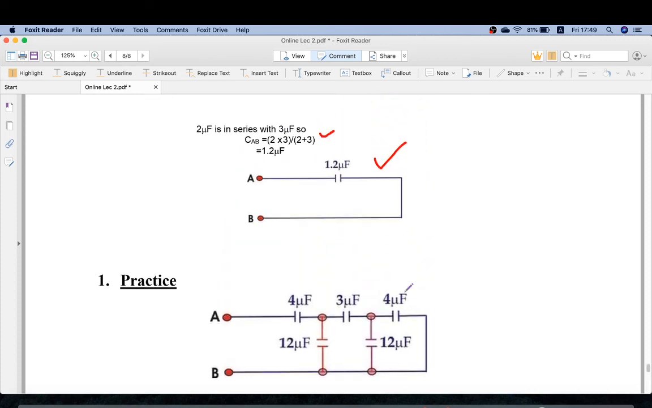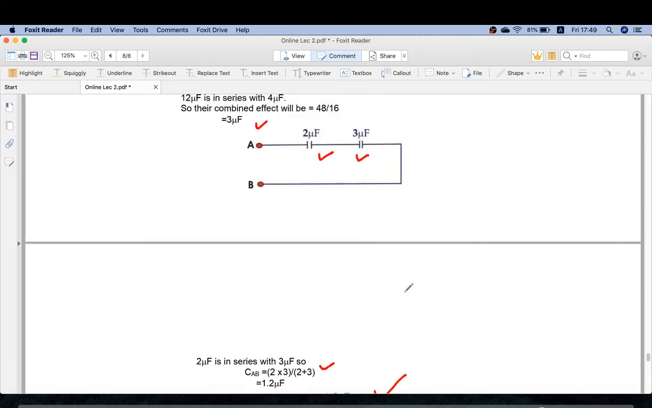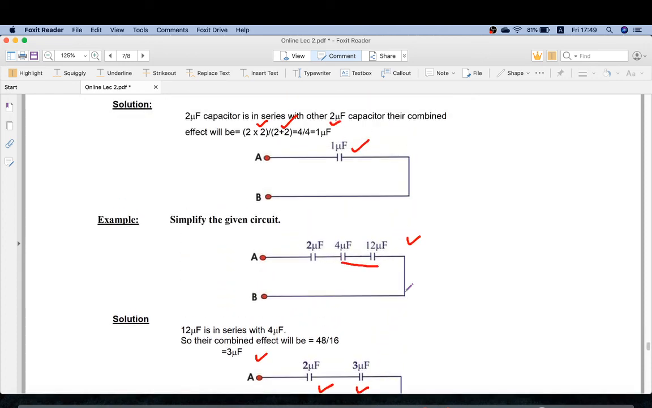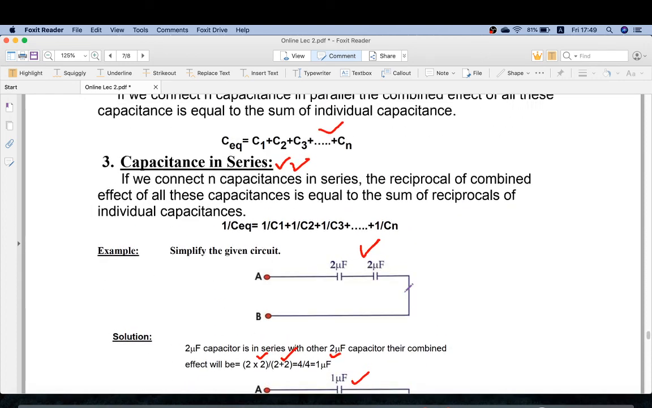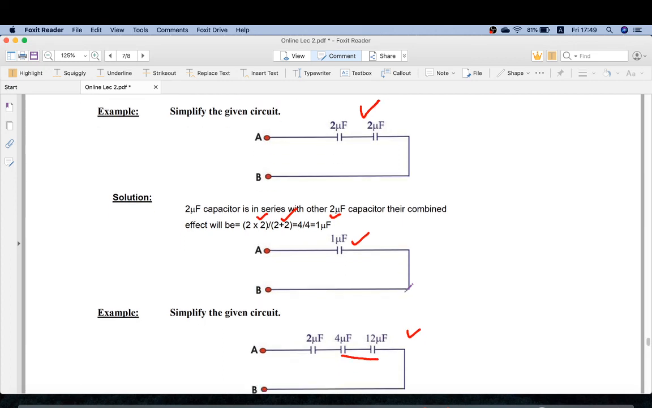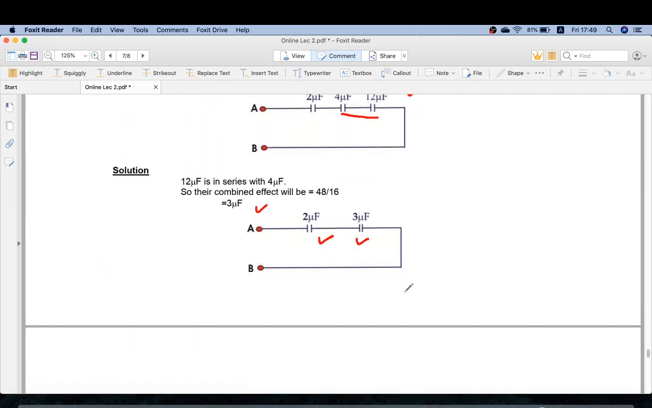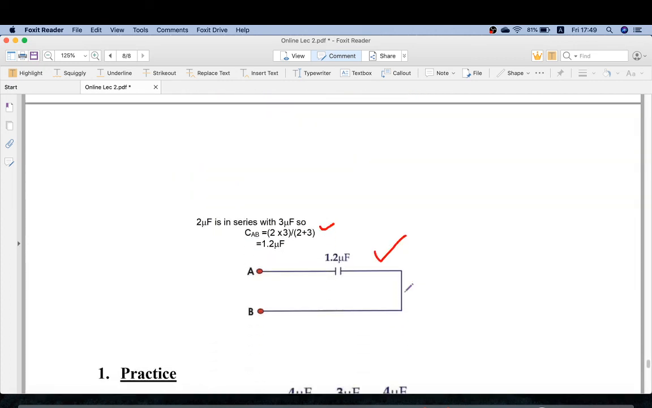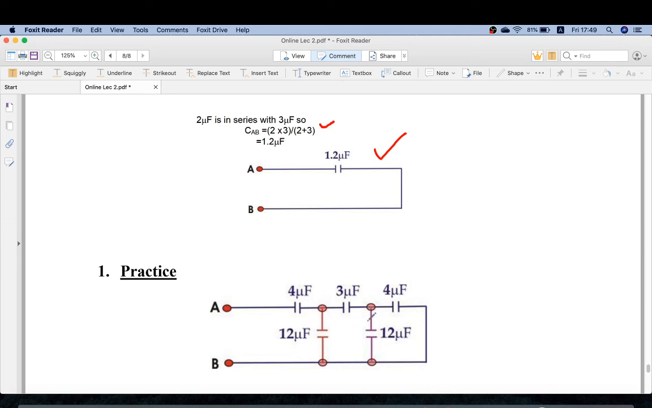Before practicing, I want to tell you about one more example. In this section we only did series. If the capacitors are in series we use the formula, but what if the capacitors are in parallel, like these two? We will just add them, 12 plus 12. So it's very simple. Now you have to practice on this circuit.